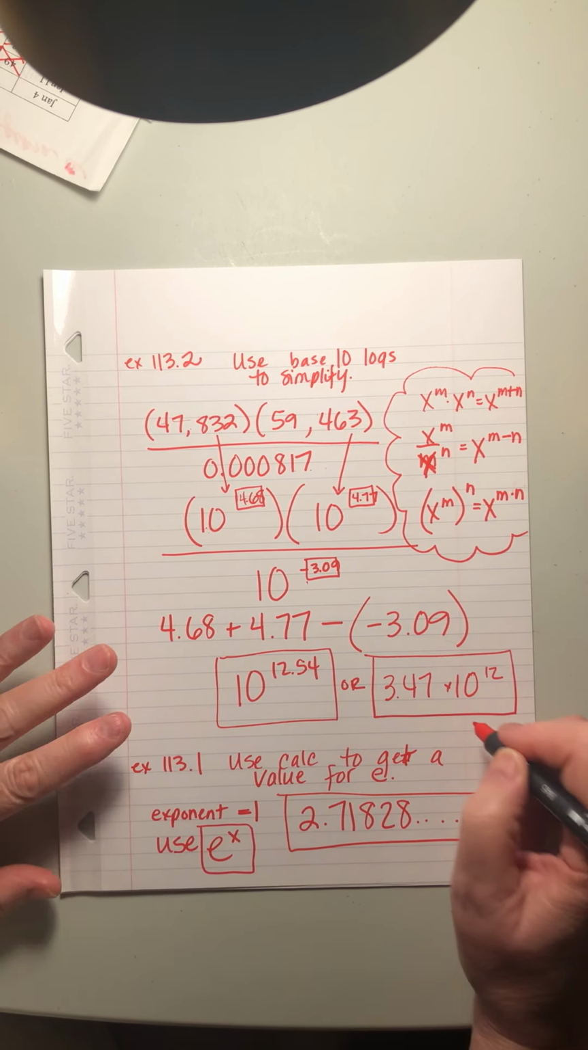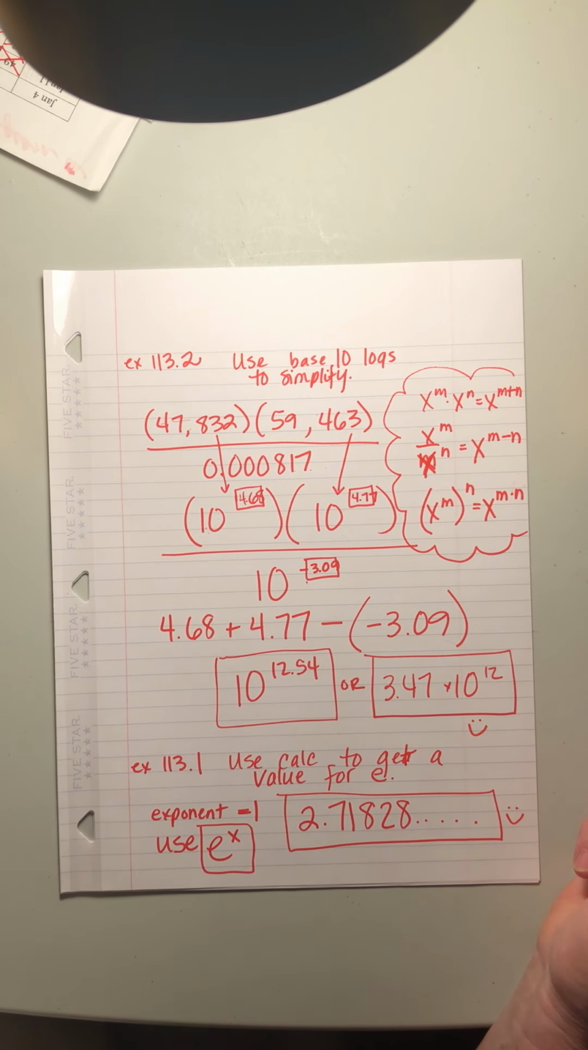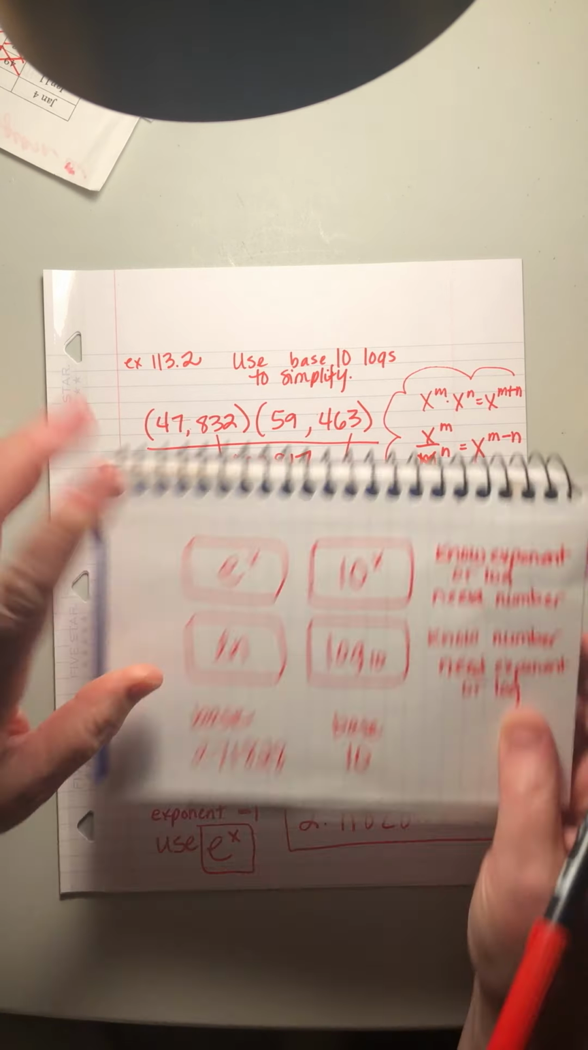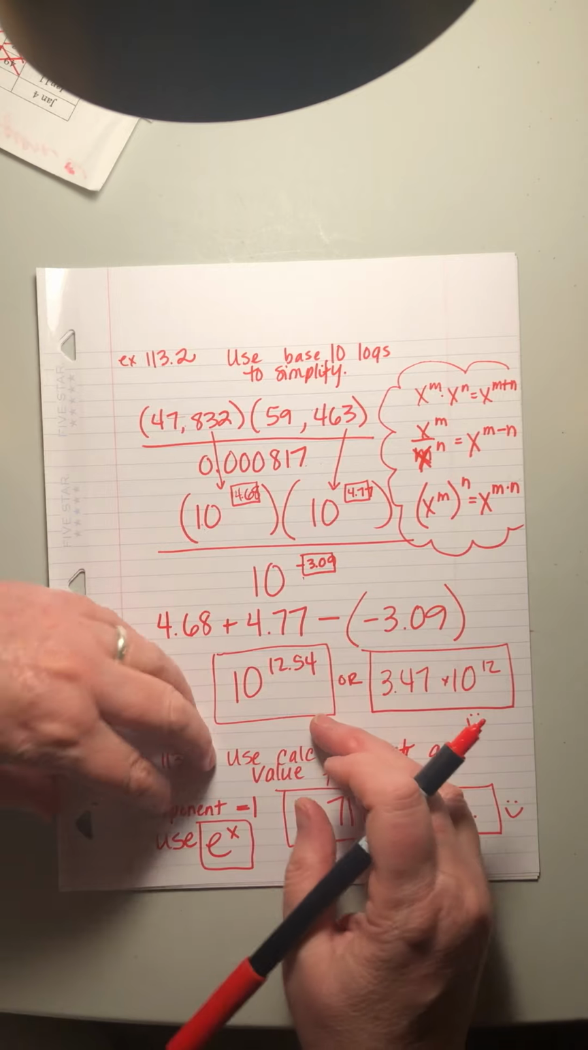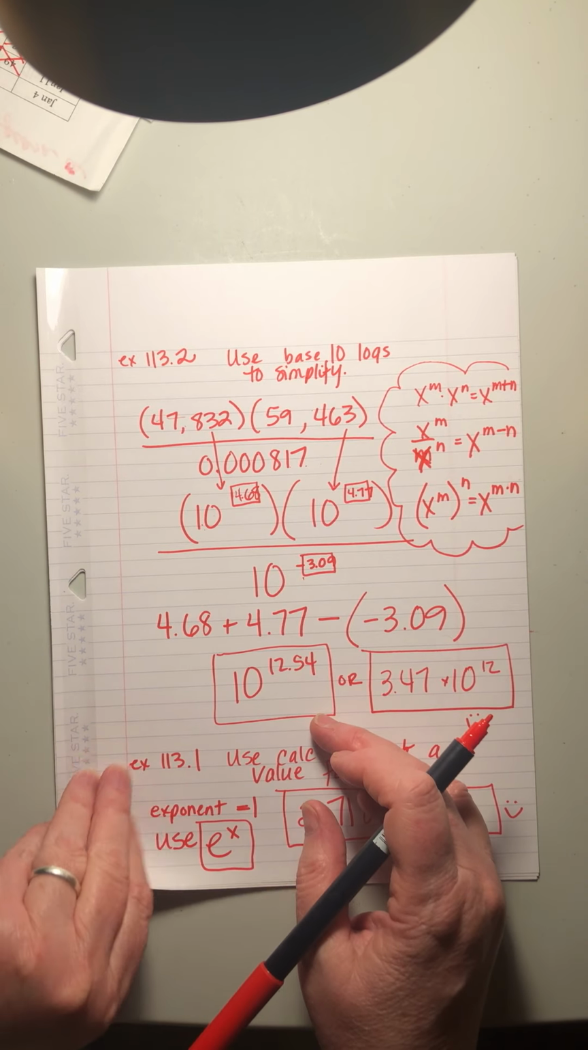So that is a great hack. If you ever need the value for E and you can't remember it, just grab your calculator, put in an exponent of 1, hit that button, good to go. Okay, let's move on.